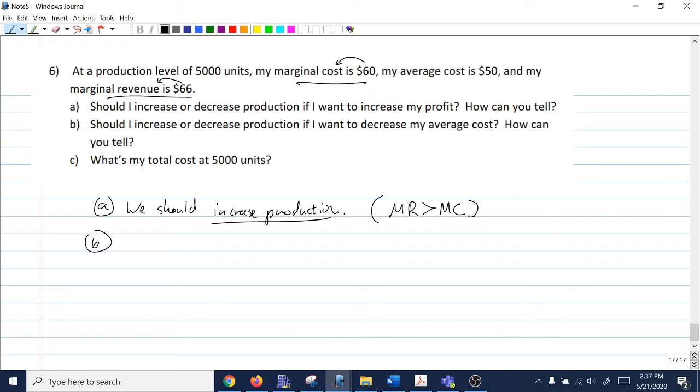B, should I increase or decrease production if I want to lower my average cost? This is where I compare average cost to marginal cost. Is the next thing I make going to help the average or hurt the average? I want my average cost to be lower. The next thing I make costs 60, my average is 50. Like, if I'm in a class and my average is 50, and I get a 60 on the next test, did that help or hurt my average? It brought my average up, which would be good in a class, but it's bad for business because I want to lower my average cost. We should not make the next item, and we shouldn't have made the last item. We should lower production.